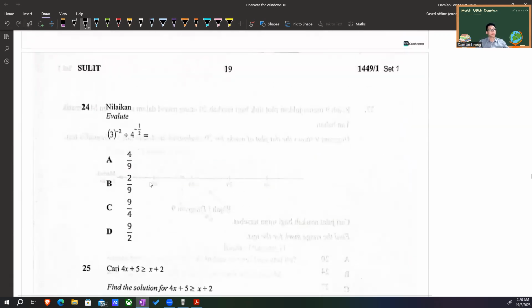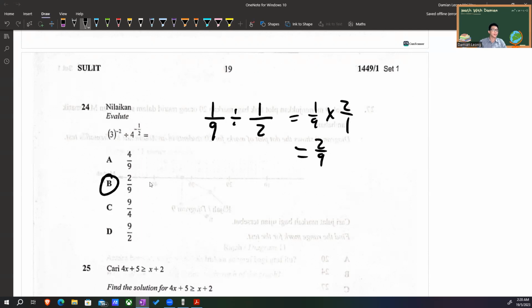Question 24, evaluate this. So indices, 3 to the power negative 2 divide 4 to the power negative half. So 3 to the power negative 2 means 1 over 3 square, which is 1 over 9. Divide 4 to the power negative half. Again, power negative means 1 over. 4 to the power half is 2. So 1 over 9 divided by 1 over 2 means 1 over 9 times 2 over 1. Divide by a fraction means times flip the fraction around. So it's 2 over 9. Answer B.